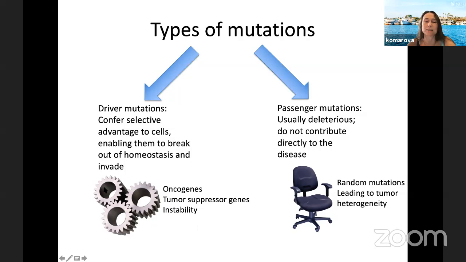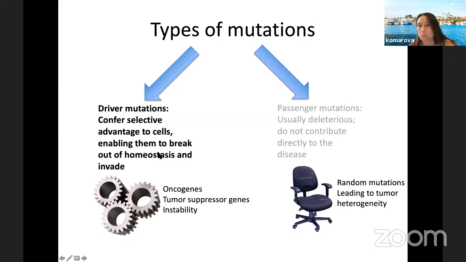They drive cancer on. And on the other hand, there are passenger mutations. They're usually deleterious. They don't do anything. They may kill the cell. They make it weaker. They do not directly contribute to the disease, okay? And of course, people mostly concentrate on driver mutations because they drive cancer and usually ignore passenger mutations. So in what follows, I'll show you that passenger mutations can be important.